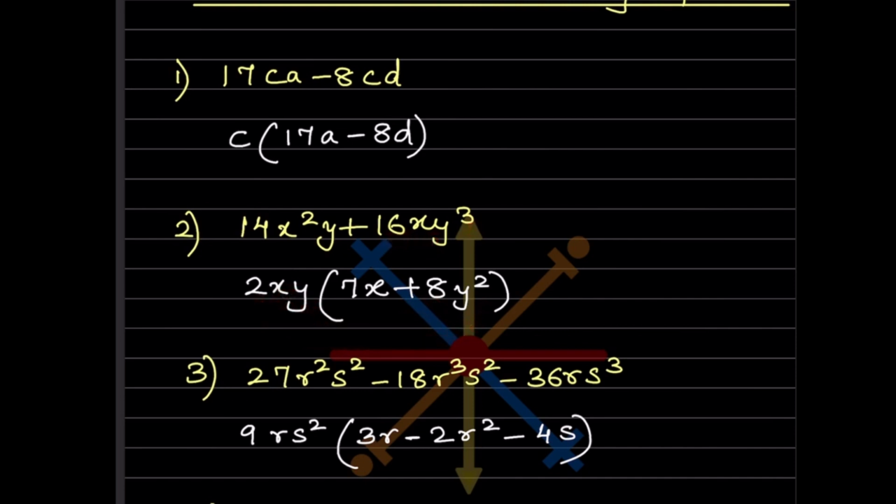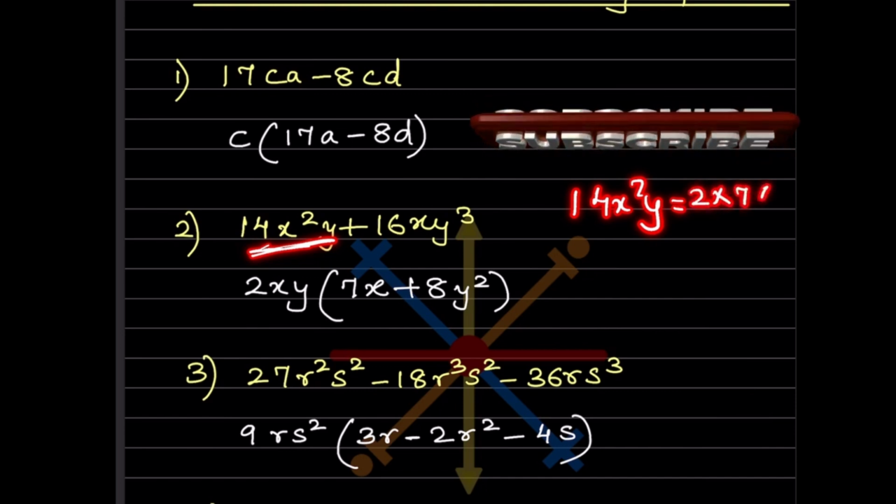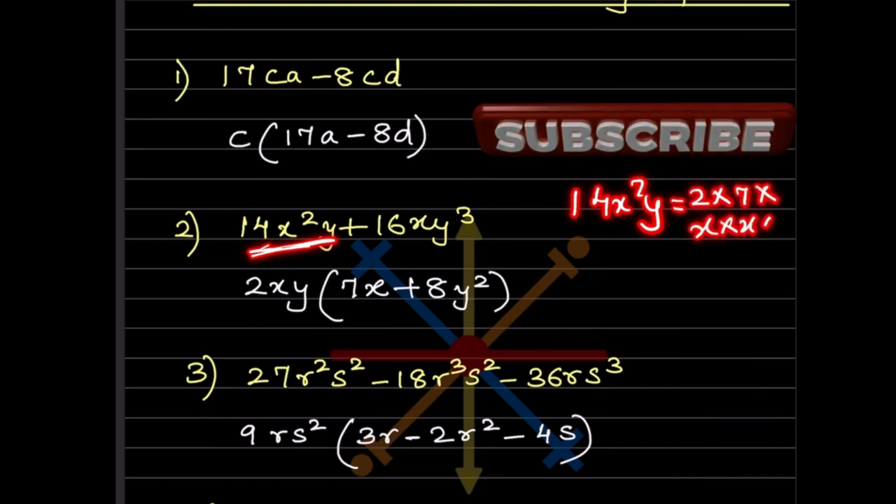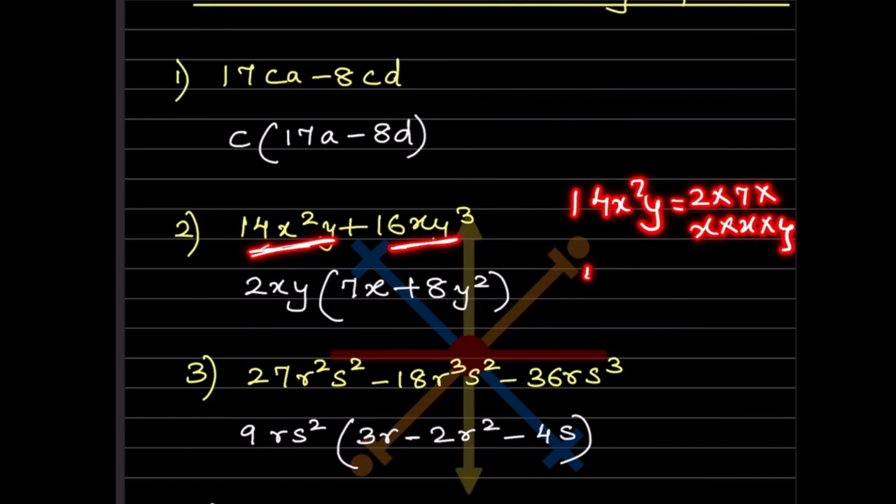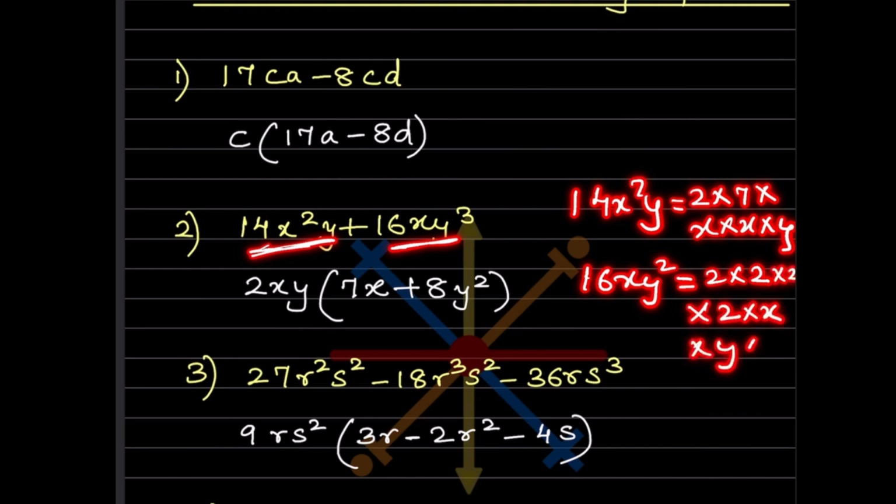So what we can do, one more thing, sometimes there is a confusion, many of them don't know how to take the common. So what you can do for this 14x square y, we can also take the factors of that, 2 into 7 into x into y, and for this 16xy cube, you can also write here 2 into 2, 2 is 4, 4 twos are 8, and 8 twos are 16, into x into y into y. So now we can see we have to take the HCF. HCF means we have to take the common.